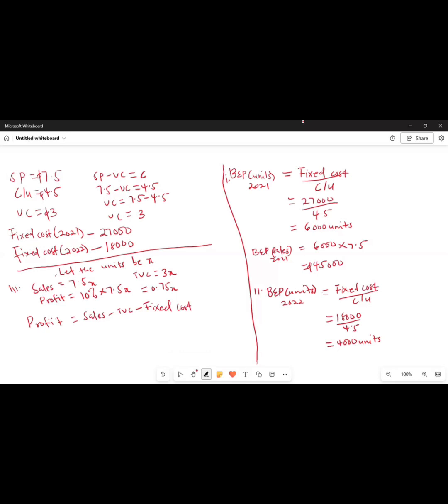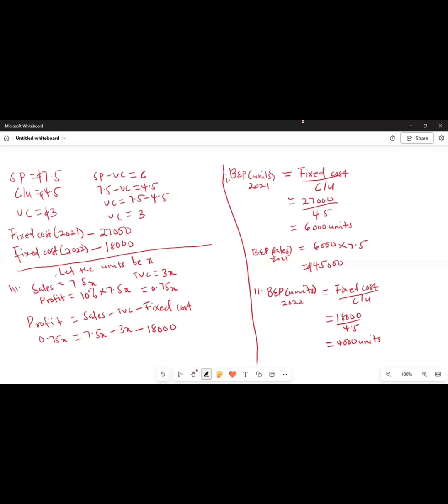So now we know our profit is 0.75x. So our profit is equal to our sales, which is 7.5x, minus our total variable cost and the fixed cost. He said the unit to be sold in 2022. So now we are going to group like terms here and find X.